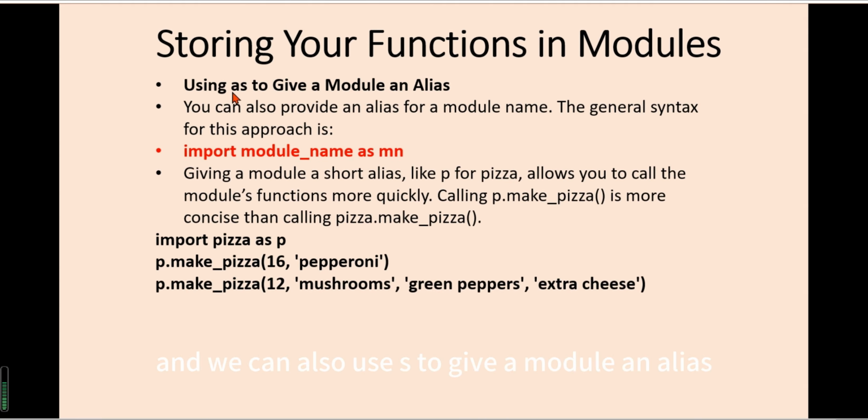And we can also use 'as' to give a module an alias. So in the first example, you can also provide an alias for a module name. The general syntax for this approach is import module_name as mn. So giving a module a short alias like p for pizza allows you to call the module's functions more quickly. So calling p.make_pizza is more concise than calling pizza.make_pizza. So we can import pizza as p here, then p.make_pizza(16, 'pepperoni'), and p.make_pizza(12, 'mushrooms', 'green peppers', 'extra cheese').